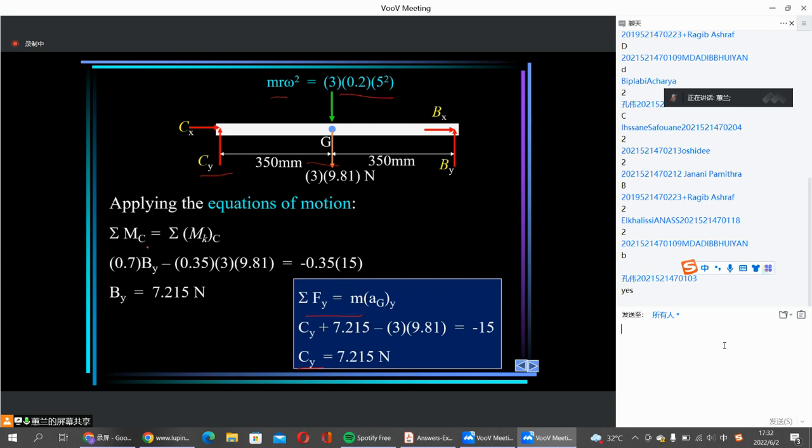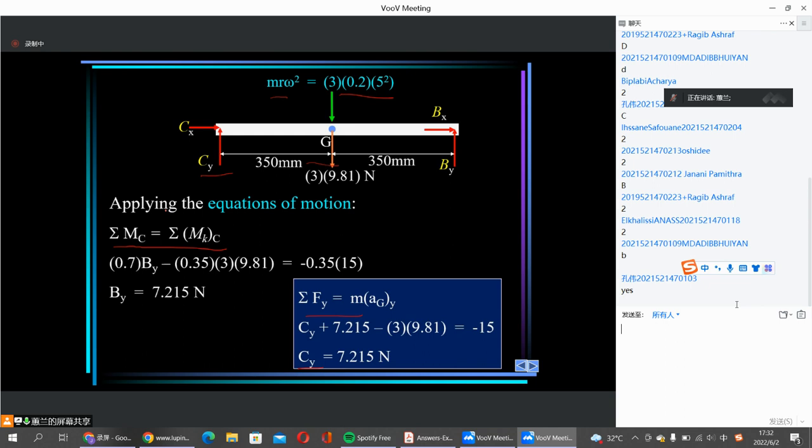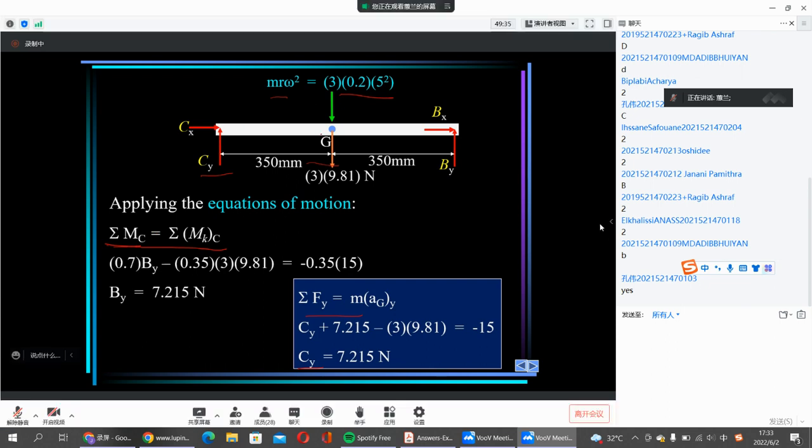We also can have the moment equation. Again and again, we just address that they are an equivalent system. The FBD and the KD are equivalent force systems. So for any point, the moment about any point should be equal to each other. This one is a moment about point C. You can choose point G, it's up to you.